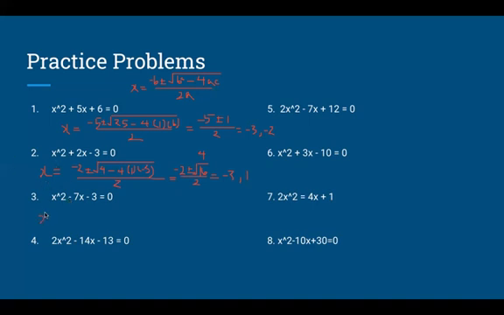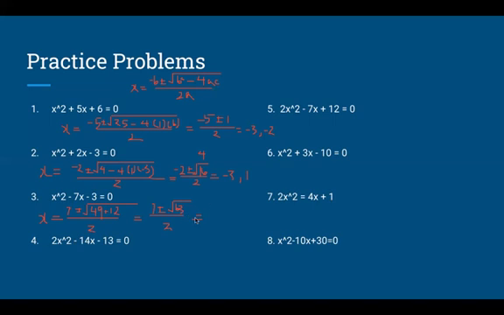For number 3, x equals 7 plus or minus the square root of 49 minus 4 times negative 3, which is positive 12, over 2. If we simplify that, we get 7 plus or minus the square root of 63, over 2.